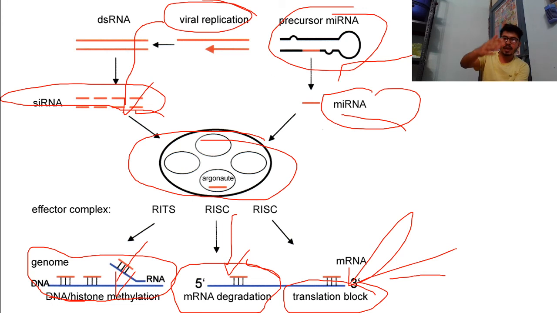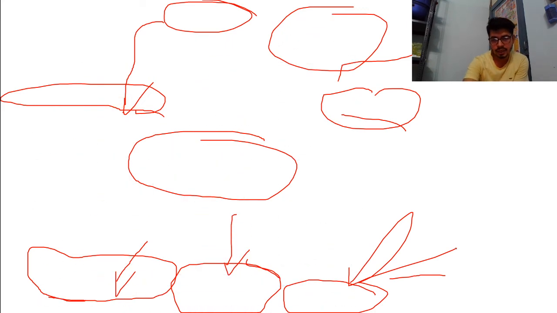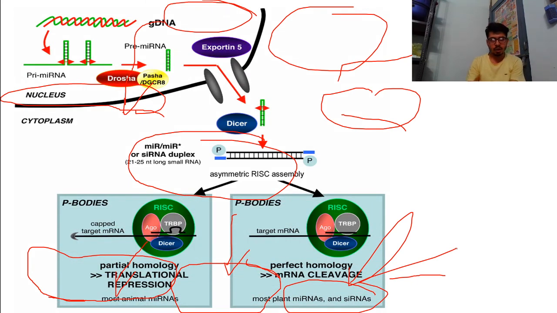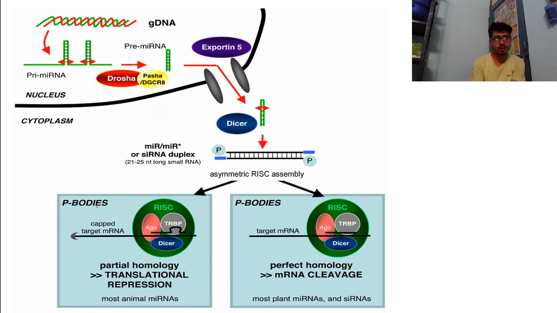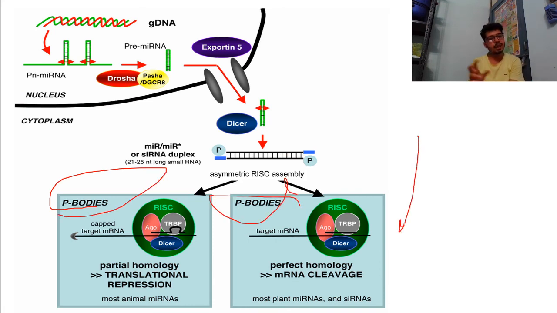So these three mechanisms are really very prominent in RNAi technology: it can perform histone methylation, or it can degrade your mRNA, or cause translational blockage. So these are the effects. I have already told you. So dear friends, why have I given this slide? Because questions on P bodies have come many times in CSIR. So P bodies are part of the cytosol rather than the nucleus.